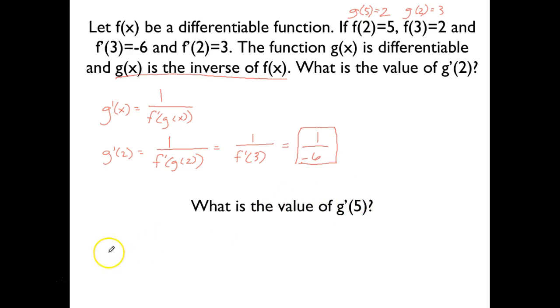Find the value of g prime of 5. Okay, same thing. g prime of 5 is 1 over f prime of g of 5. And that is a prime if you can't see it. Okay, 1 over f prime of, what is g of 5? Well, if you come up here, we figured out that g of 5 was 2. So put a 2 right there. 1 over f prime of 2. f prime of 2 is given to me as well. It's going to be 3. 1 over 3. That's the slope of the inverse at 5.